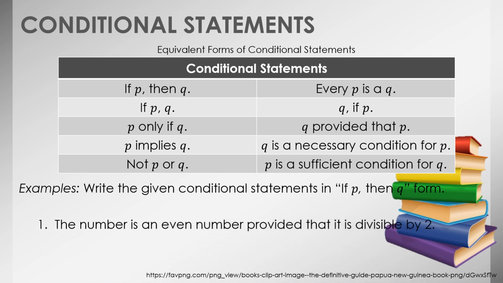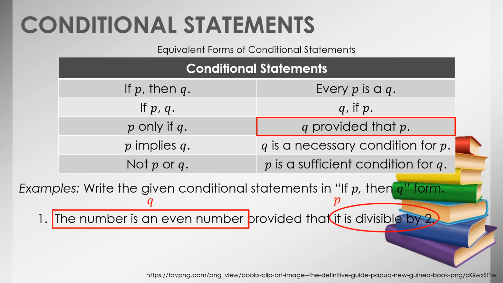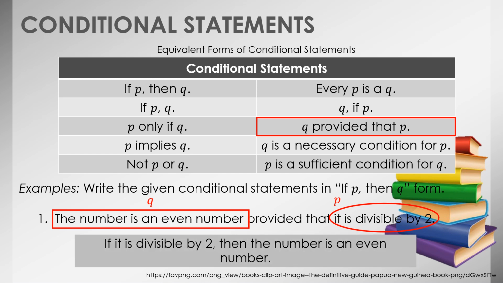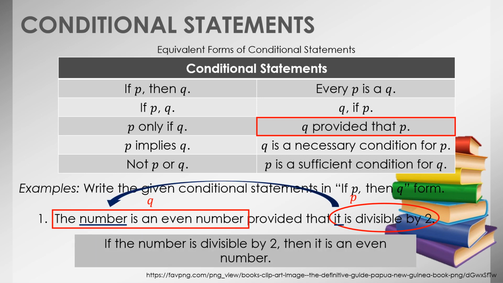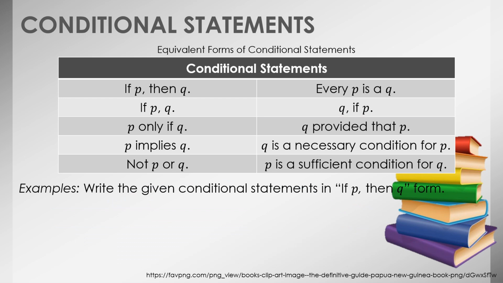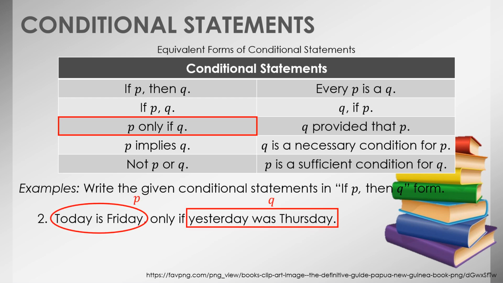For number 1, we have this conditional statement. Note that the statement is of this form. So following the pattern given, we have identified the P and Q statements. Hence, the statement is written equivalently as this. Moreover, since the pronoun refers to the word number, we can also have this answer. Next, we have this. For this statement, it follows this form. Thus, we have this P and Q statement. Therefore, we can rewrite the given statement as this one.